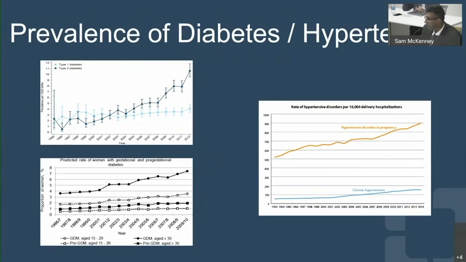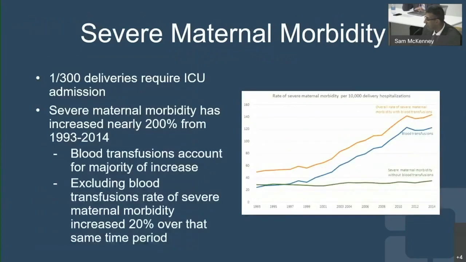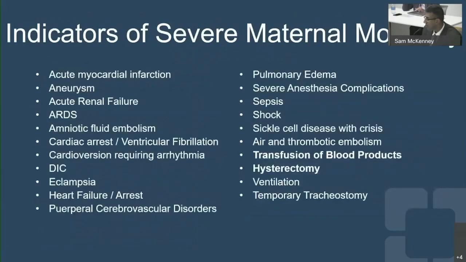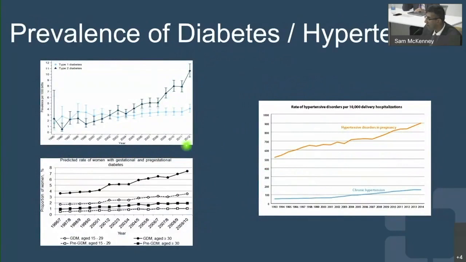This briefly looks at the incidence of diabetes and hypertension, and you can see this in this triangle. The triangles here show the incidence of type 2 diabetes and how that's increasing. The slide below that shows gestational diabetes, which is also increasing significantly, particularly in the population over age 30. And then our incidence of hypertensive diseases in pregnancy has also increased significantly.